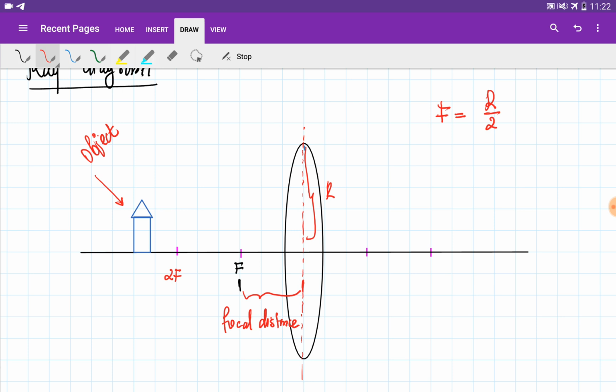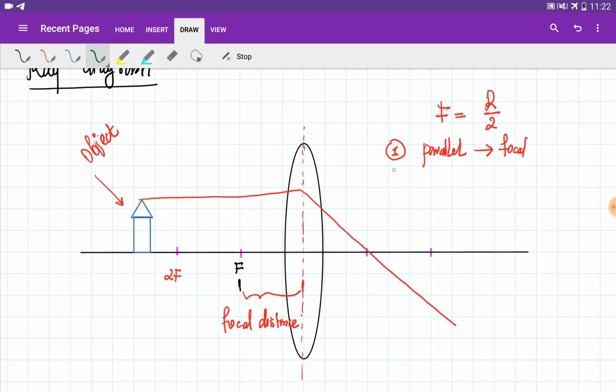In order to make an image from the object, we need to do this in 3 steps. The first step is we draw a line parallel to the optical line. Then whenever it passes through the converging lens, it's going to go through the focal point. So first parallel, then through the focal point. Let's draw this. So it's going to be parallel first of all, then through the focal point.